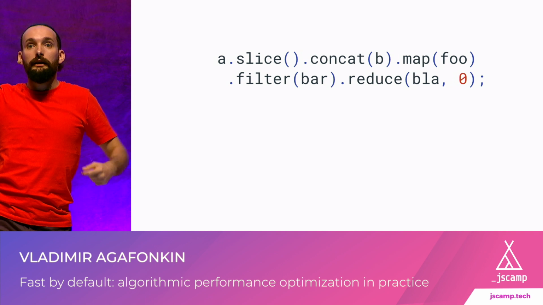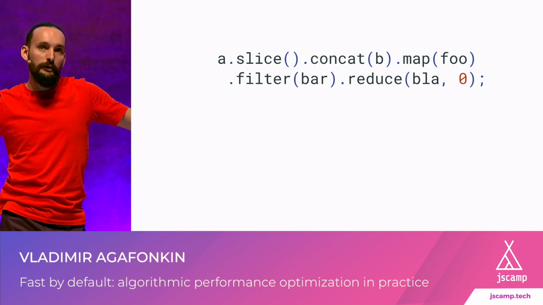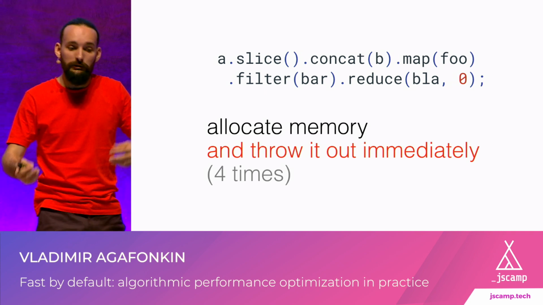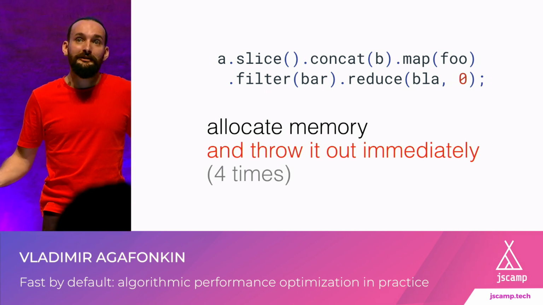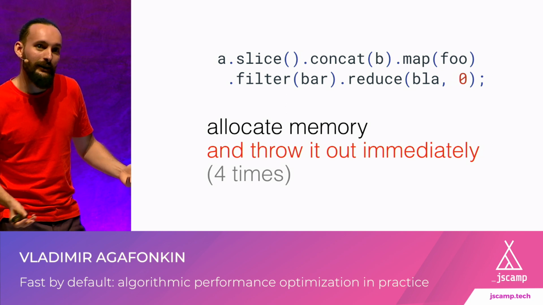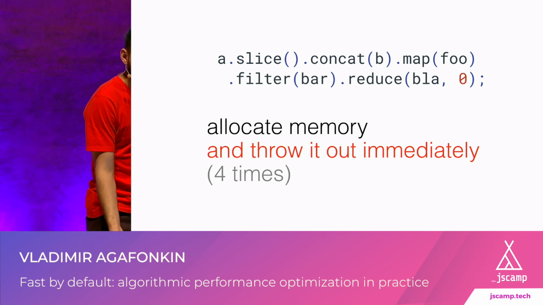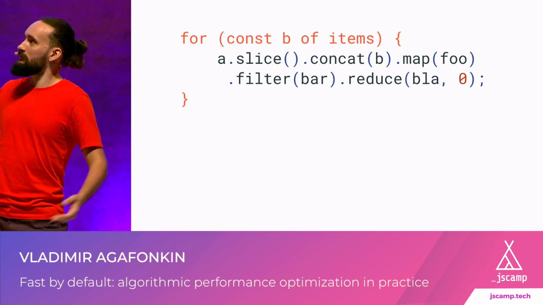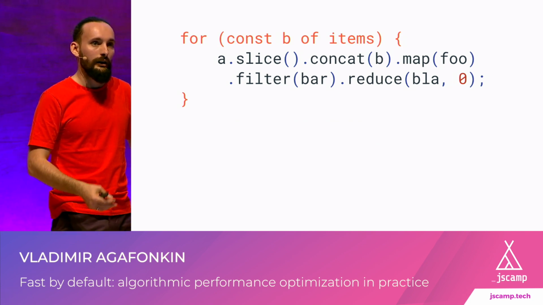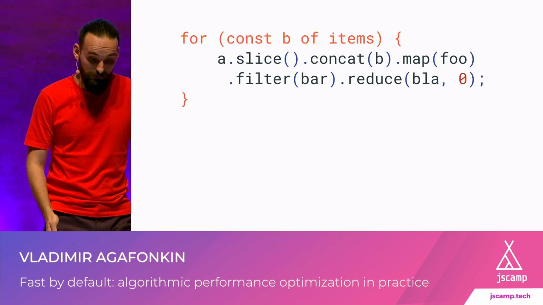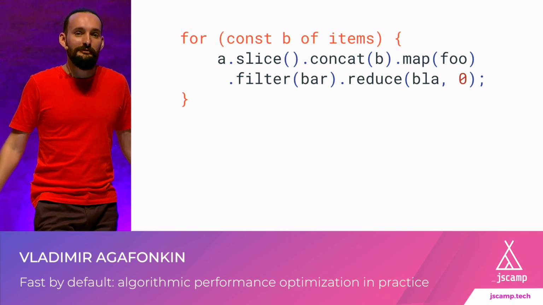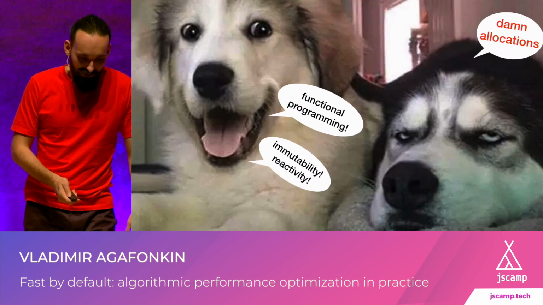Then we map it and allocate one more array for it. And then we filter and generate one more array for it. We allocate memory and throw it out immediately 4 times, and that's the epitome of unnecessary work. It might not be noticeable, but if it's in critical code paths, it may be noticeable, and rewriting it with traditional for loops may improve performance.